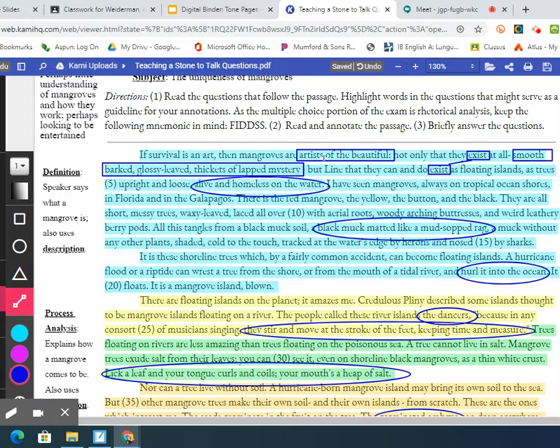All right, and then you know what? I'm going to go back here, and I'm also going to mark survival, because to me, survival connects to those words of exist. Floating islands, as trees upright and loose, alive and homeless on the water, I have seen mangroves always on tropical ocean shores. When I think of tropical ocean shores, I think of someplace I really want to be. Floating islands, again, someplace that I really want to be. Not a deserted island, a floating island.